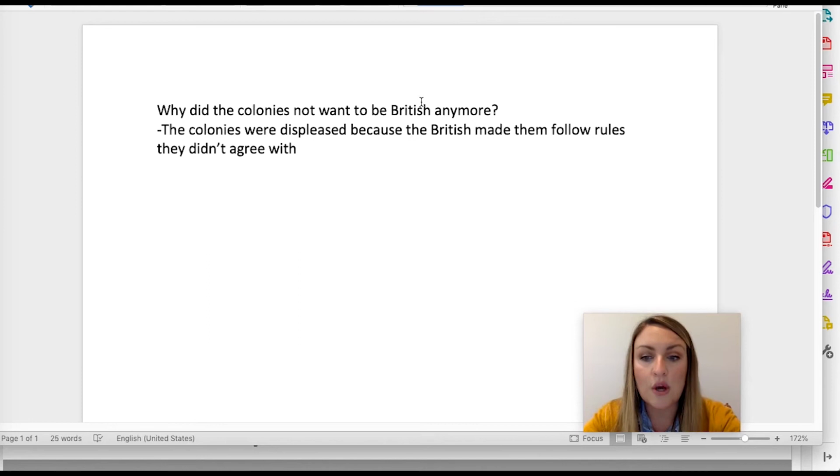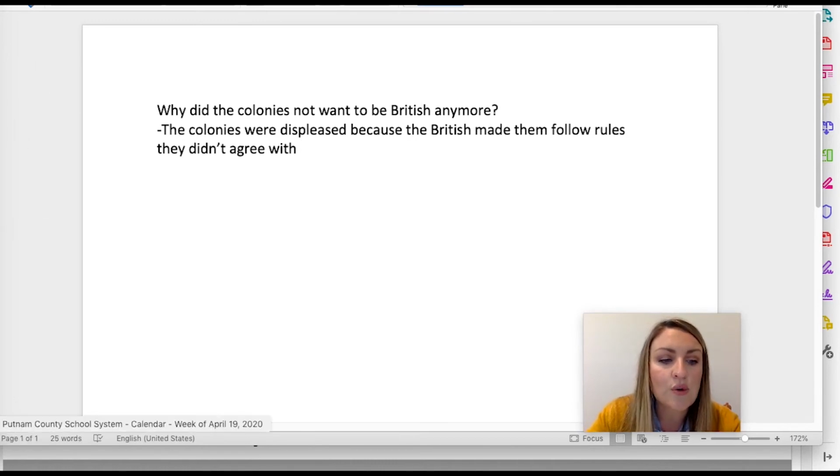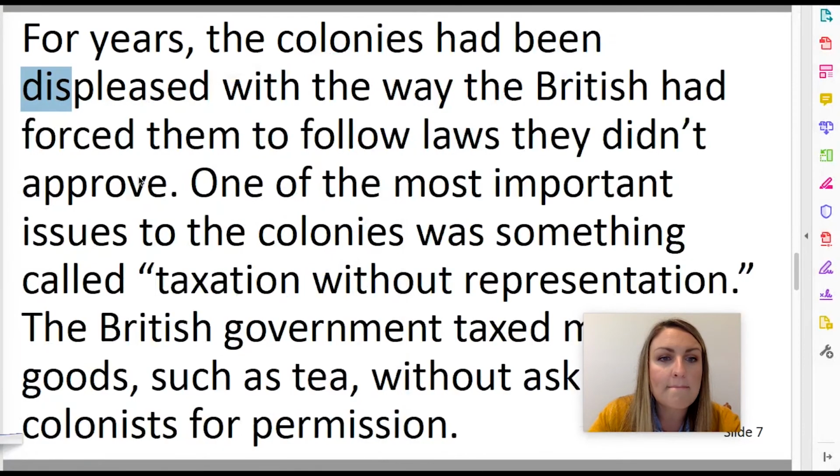When you're taking notes, you don't have to write in complete sentences. And you can always pause me if I'm going too quickly and take a picture of what I'm writing. The colonies were displeased because the British made them follow rules they didn't agree with. So let's listen back to that next sentence in our story. One of the most important issues to the colonies was something called taxation without representation. The British taxed many goods, such as tea, without asking the colonists for permission.